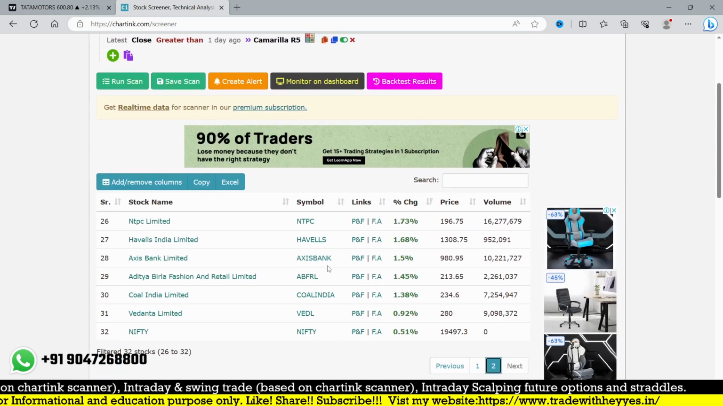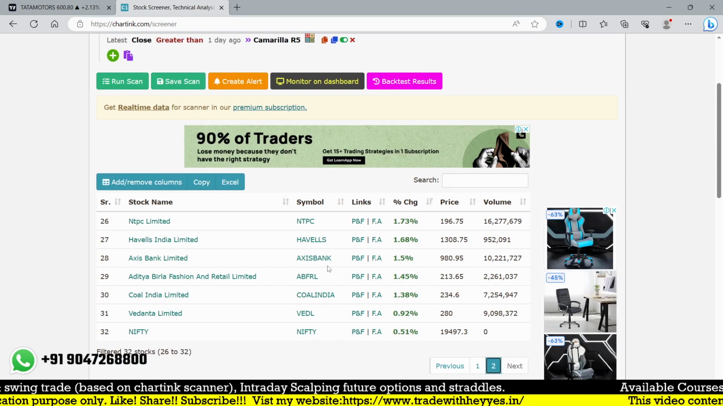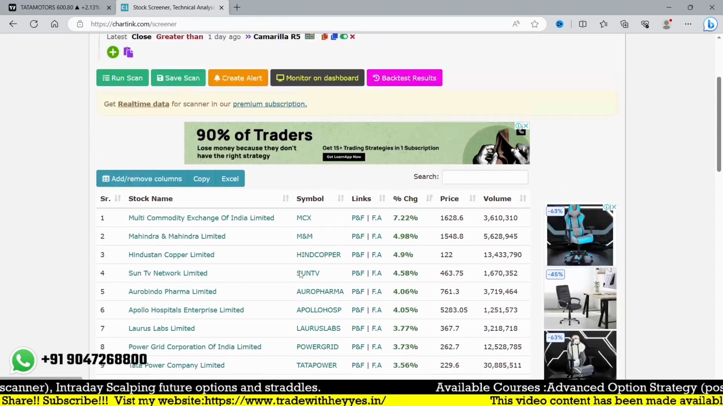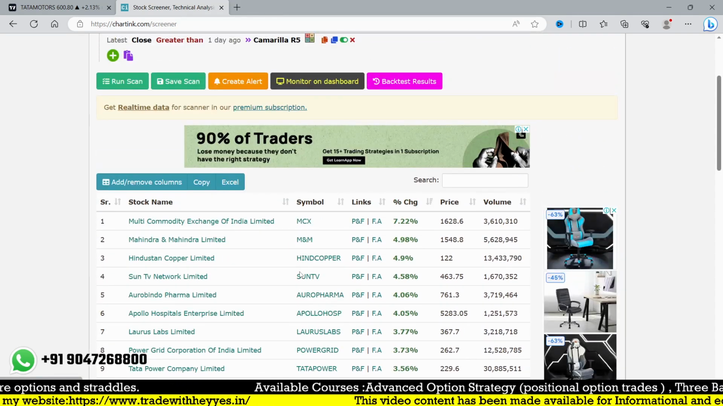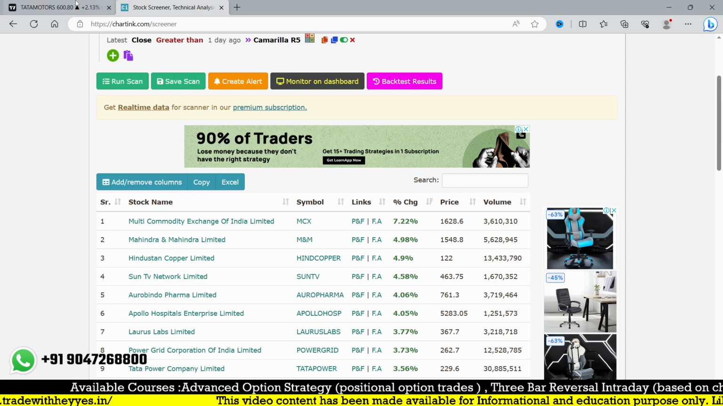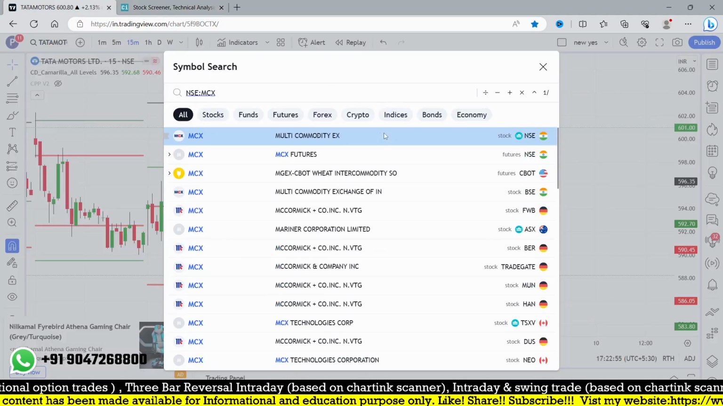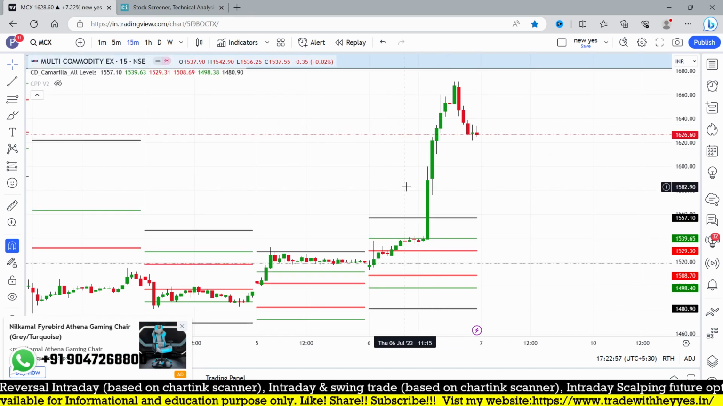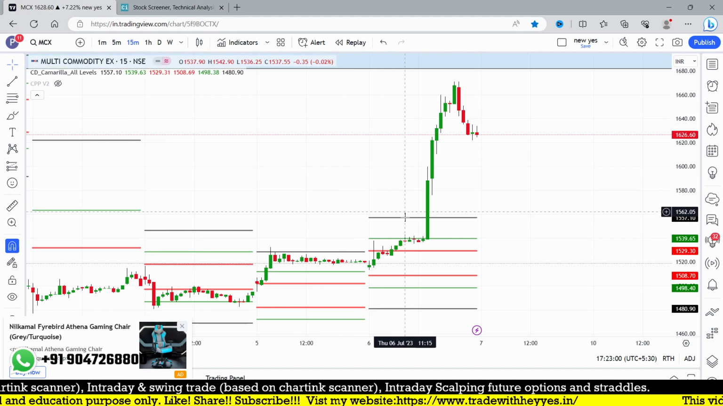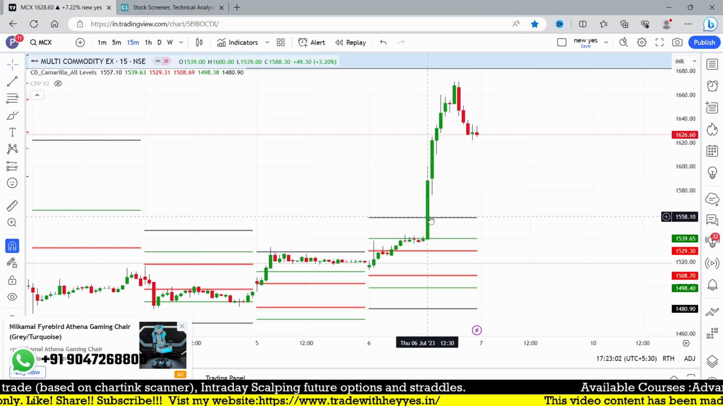So a lot of stocks, even Nifty also, VDL, NTPC. From these, today's maximum performer, I think, is MCX. This month MCX started negative, and now it is MCX in NSE. Have you got it? In a 15 minutes time frame, it gave you the breakout around 12:30.